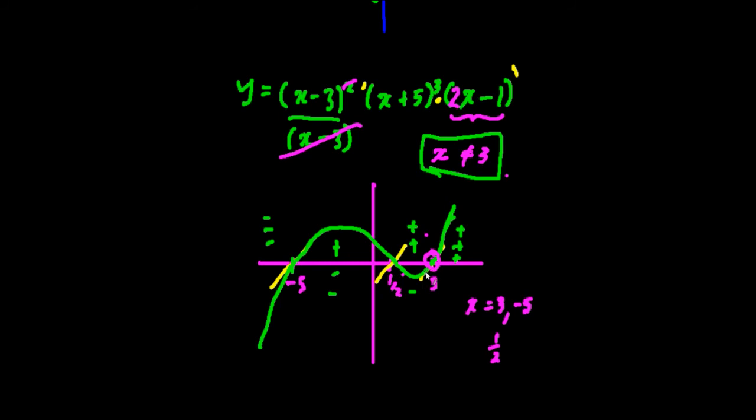That's how you draw a polynomial. So just remember, in summary, it's really the odd powers that matter, and you need to factorize it so that you find the roots.